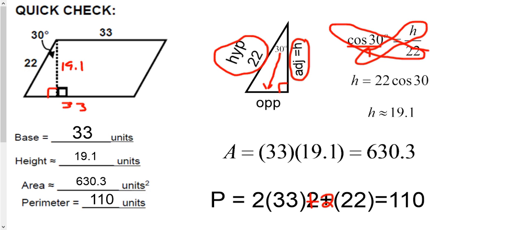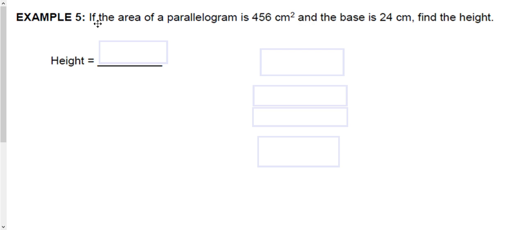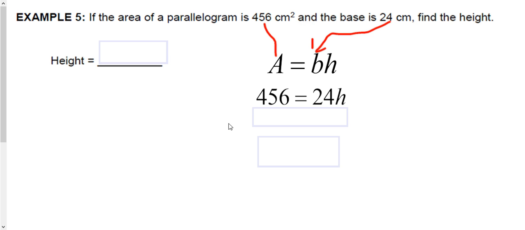Two more little examples to look at, and we're done with the notes. You'll do your practice. Little word problem here. If the area of a parallelogram is 456 square centimeters and the base is 24 centimeters, find the height. So if we just take our formula for area of a parallelogram, area equals base times height, substitute the numbers they give you. So 456 was the area, so it's going in place of A, and the base is 24, so that's going in place of B, and we're going to solve for H.